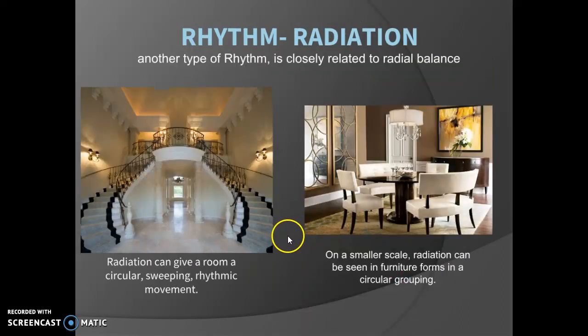Rhythm through radiation, that is in the form of a circle. When you think of that, we've talked about radial balance. It's another type of rhythm closely related to radial balance. Radiation can give a room a circular, sweeping, rhythmic movement.